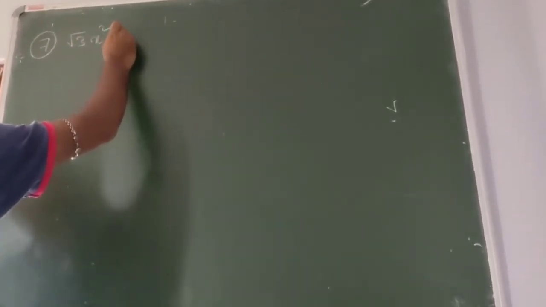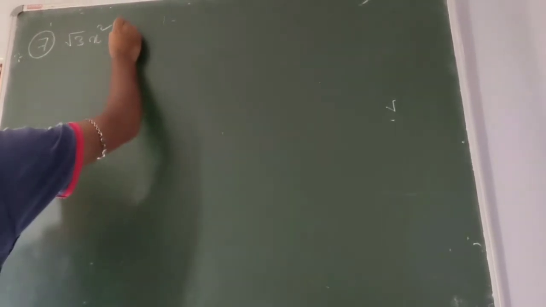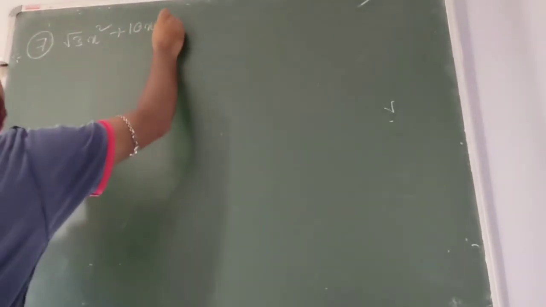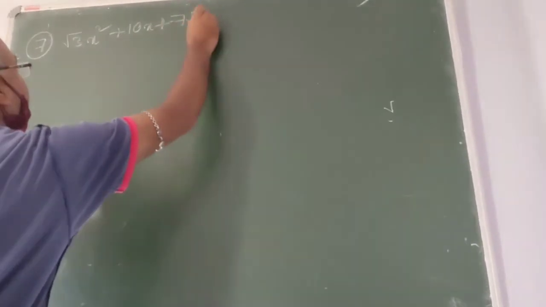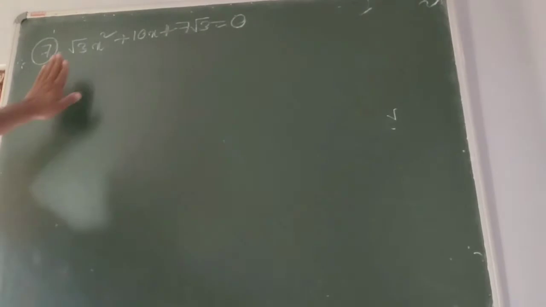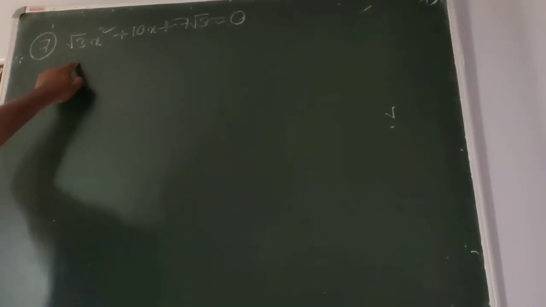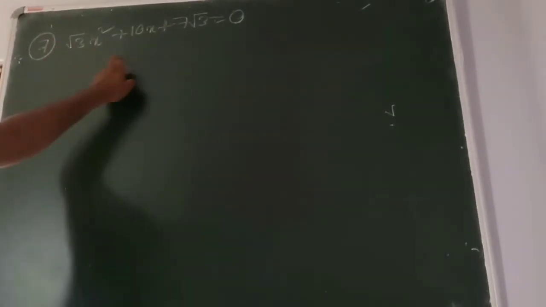Okay, this is question number 7. Root 3 x square plus 10x plus 7 root 3 equal to 0. Now here, root 3, I cannot make it square. If I make it square also, it becomes very complicated. So whichever part I cannot make it square, what we do, we divide that particular term with every term.